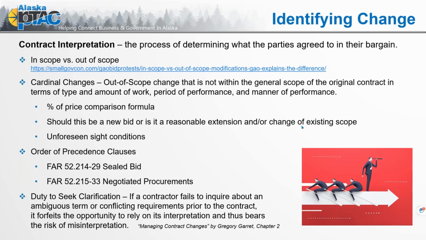But if we have a painting contract and we're going to paint, say, 700 square feet in the main area, and then suddenly the contracting officer comes back and says, hey, we want to do this additional 30 square feet. We've decided to add an office or a kitchen area for the paint. Now, this is where the contracting officer has to come in. Is this a cardinal change? When we look at that percent of price comparison, the cost of that 30 additional square feet in comparison to the overall 700 square feet, is that a reasonable extension?